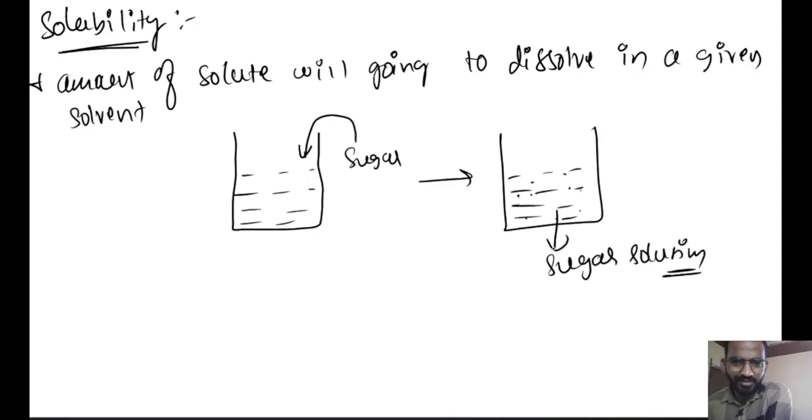So now what is solubility here? This sugar I added into water. So how much sugar is dissolved in this particular solvent, that is called the solubility of this solid. So solubility will be different. A liquid can also be soluble in a liquid, and a solid can also be soluble in a liquid. As I said in the starting, in this solution topic we are going to talk about liquid solution.